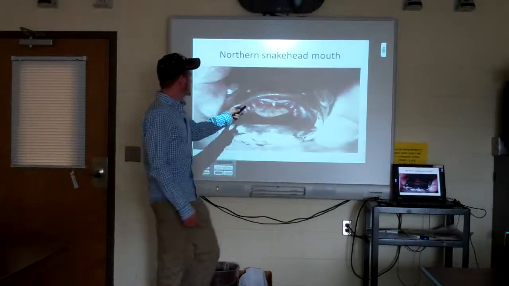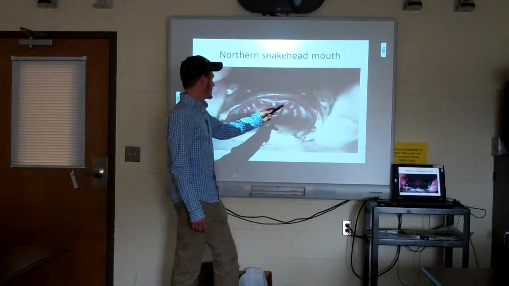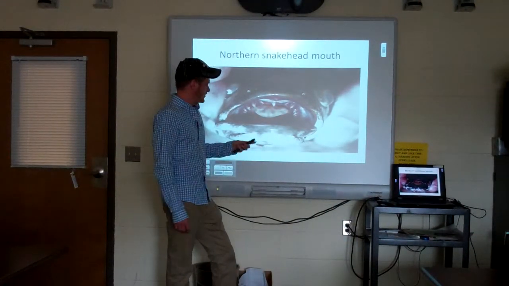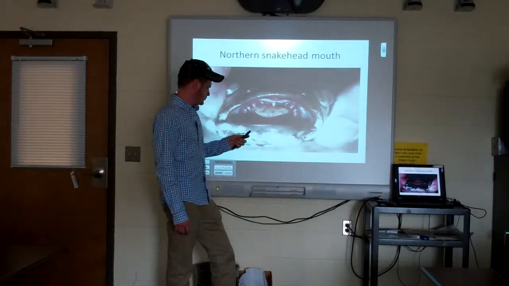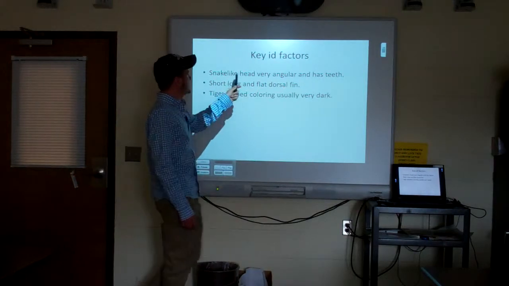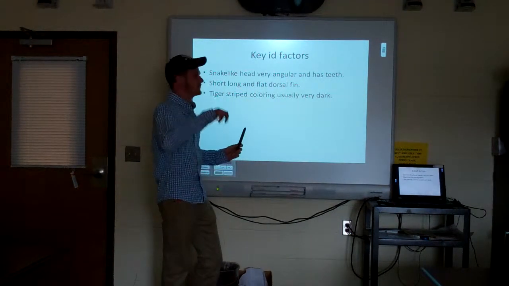here. Snakeheads' teeth, they're quite gruesome. They're made to lacerate and serrate their prey, and they have 2 rows of them per jaw. So some of the key facts of the snakehead, like I said, the head's very angular and it has teeth that look just like a snake, usually curved.